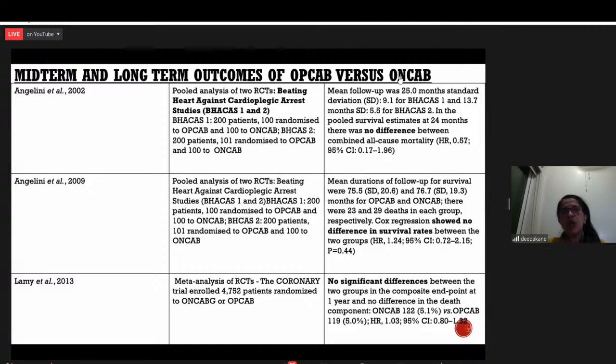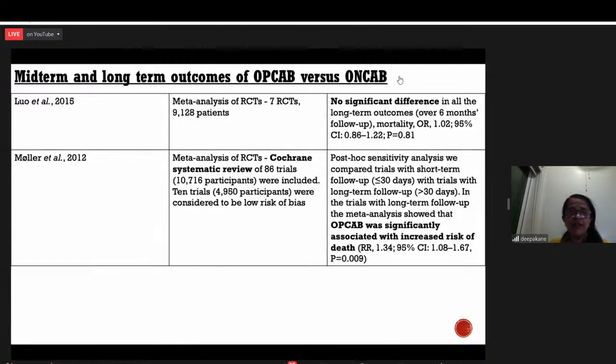Coming to the midterm and the long-term outcomes, midterm meaning at the end of 1 year or 2 years, and long-term would be after 5 years, different studies have shown no difference here. Beating heart against cardioplegic arrest studies have seen no difference. And some more studies, RCTs also, with the analysis of 4,752 patients, on-pump versus off-pump, there were no significant differences as far as mid-term or long-term outcomes were concerned. However, in the Cochrane review, which was published in 2012, Moller et al. have shown that in off-pump, there was significant mortality compared to the on-pump.